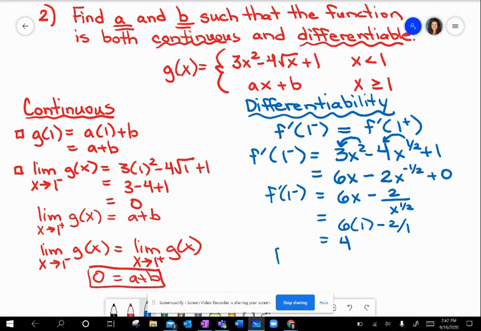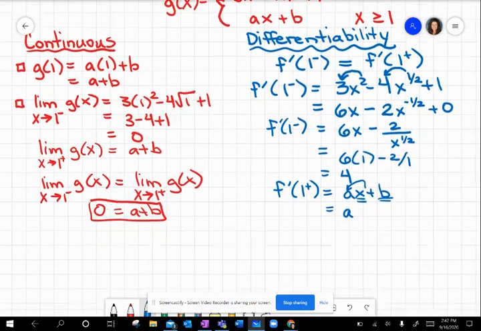Well, what about the slope at 1 from the right? Well, 1 from the right is ax plus b. Now notice there's only one variable here. a and b are constants. So when I take the derivative, this is like x to the 1. So I bring the 1 to the front, and I get 1a, and then subtract 1, so x to the 0 is just 1. And the derivative of a constant is 0. So the derivative from the right is a.